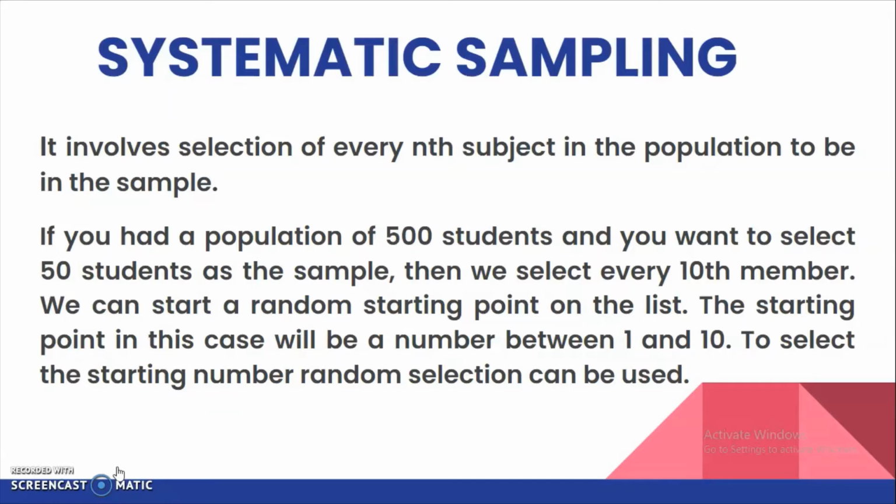So from 1 to 10, we select a number using the random sampling technique, or for that we can use a lottery method. With the lottery method, if you get the number 6, we take the number 6, then 16, then 26, like that. So here also we should give a number for every member of the population. So it is also another version of the random sampling.